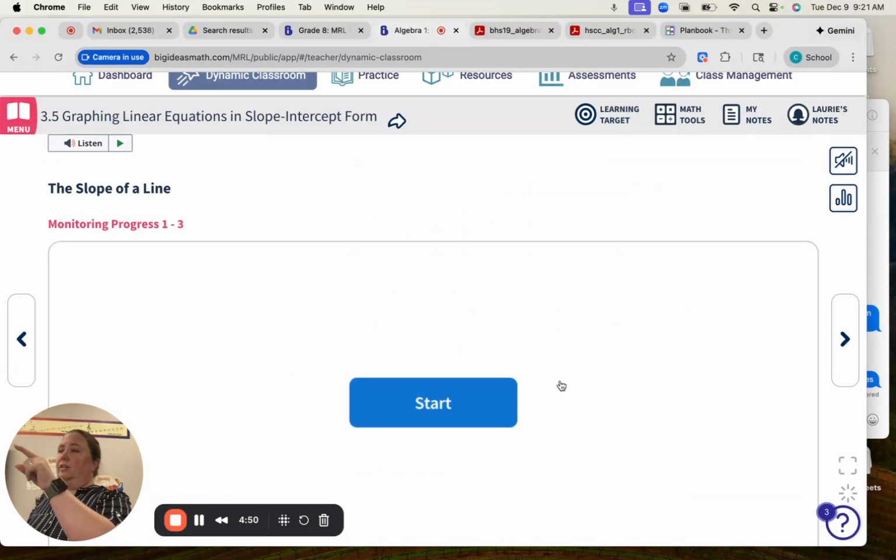All right, algebra, in your textbook you can see where monitoring progress 1 through 3 is. That is what I want you to work on.